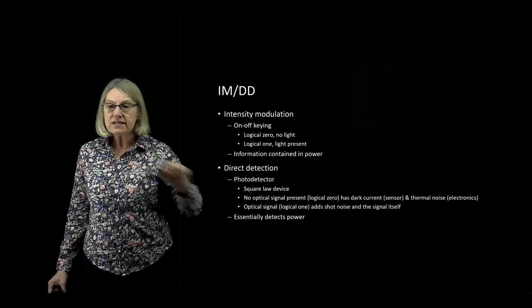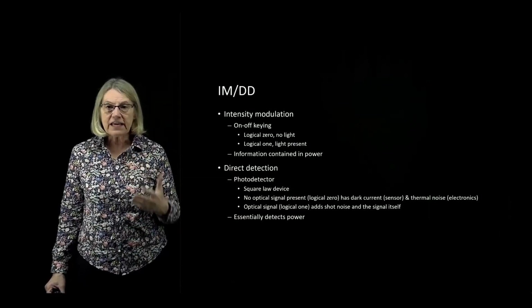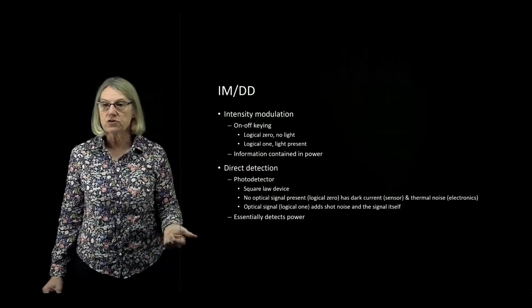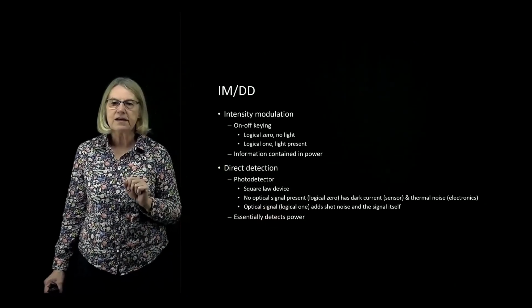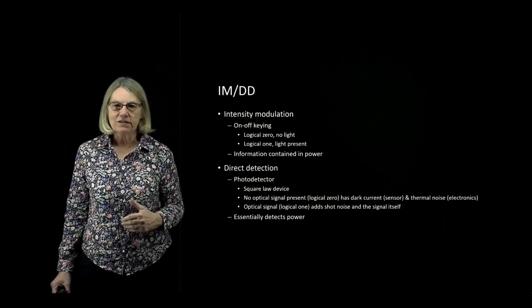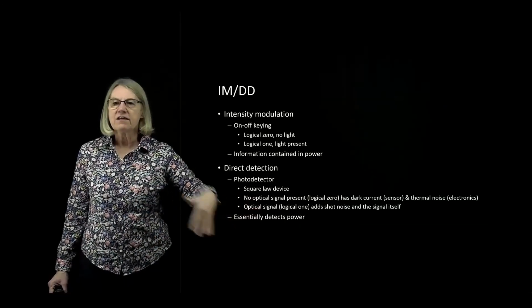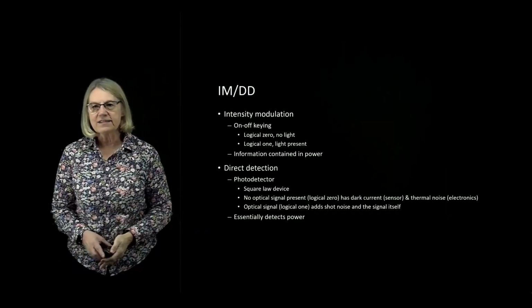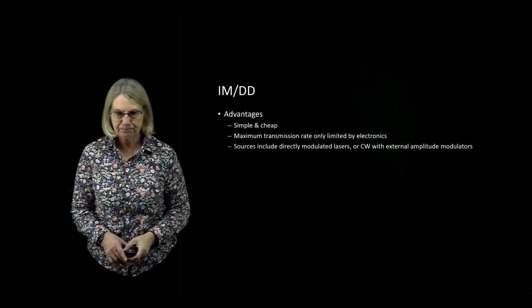Now when there is an optical signal present, in that case we'll have of course these same two sources of noise. There'll be an additional source of noise known as shot noise, but of course there'll also be the power from the signal itself. So for logical 1, we should see much higher power. Very simple idea, intensity modulation direct detection.